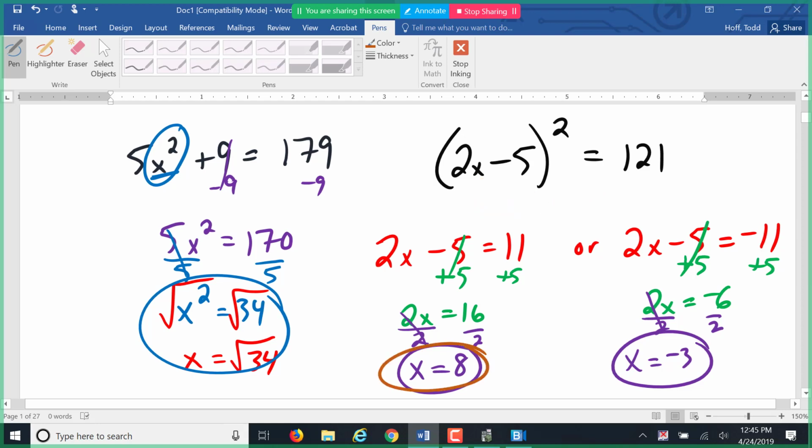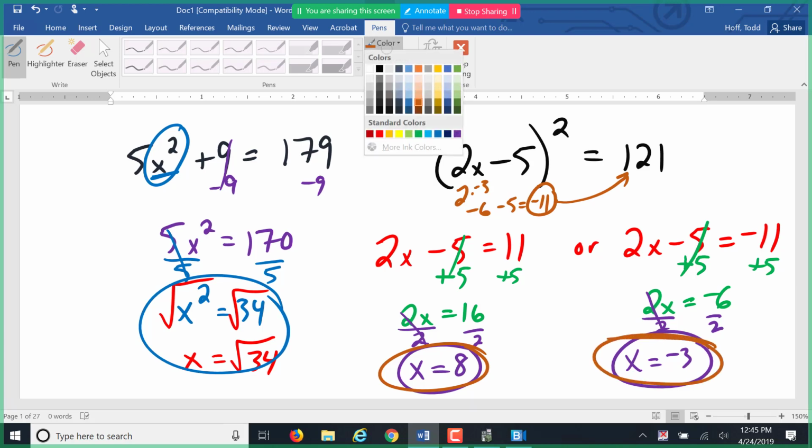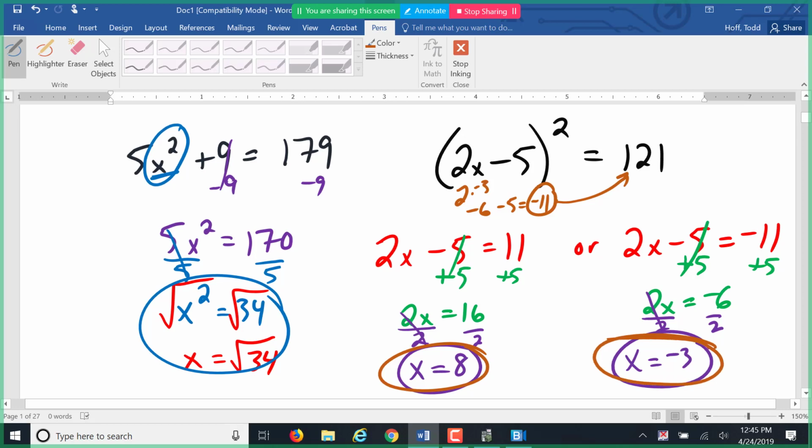Let's try negative 3. 2 times negative 3 is negative 6. Minus 5 is negative 11. Negative 11 squared is also 121. So the negative 3 works as well. So both of those are valid answers to that equation.